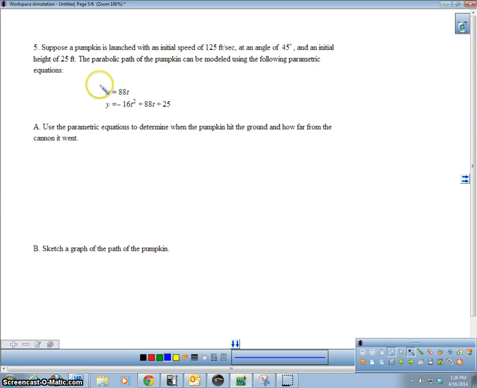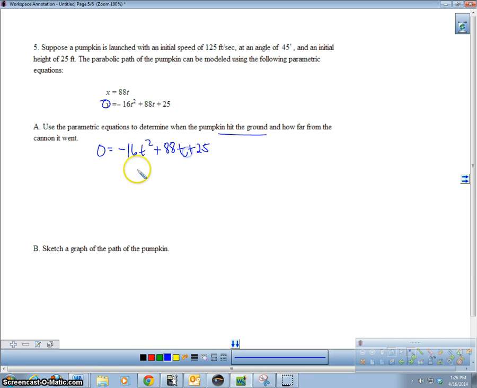All right, moving on. We've got this pumpkin launch problem here, and these are our formulas. These are our parametric equations. So we're going to determine when the pumpkin hits the ground. Well, it hits the ground when y is 0, right? Because it starts here and it goes down. The y value is 0 because y is the height. So we're going to plug in 0 for y.